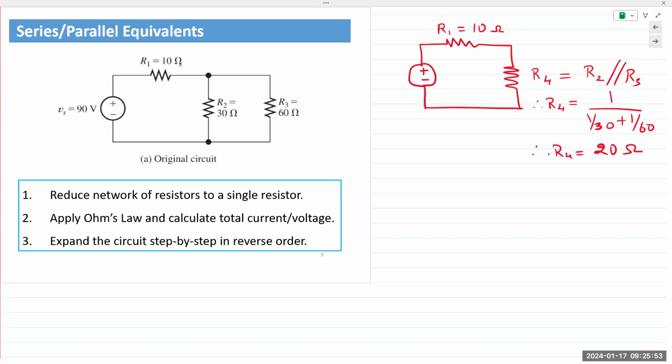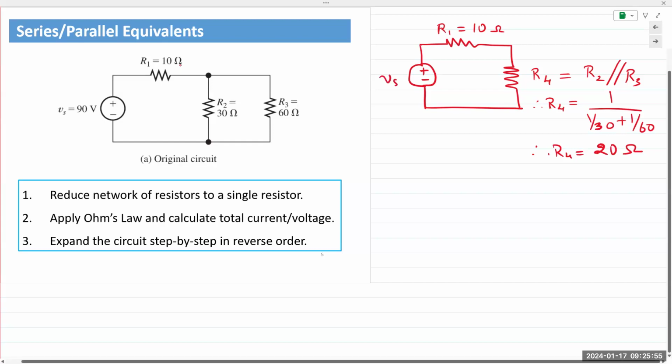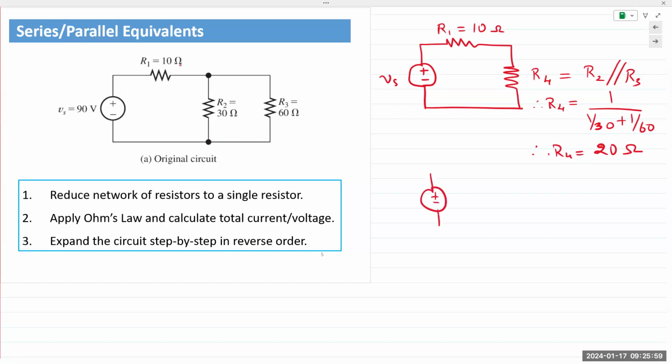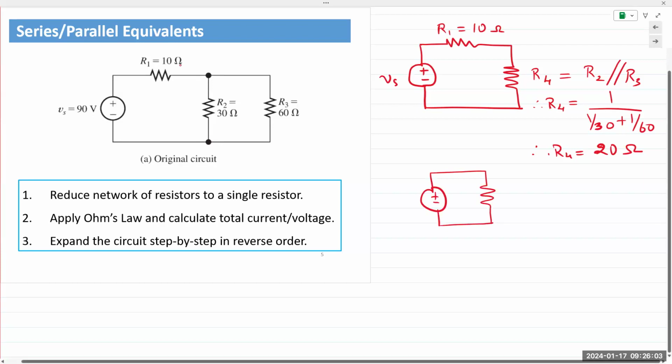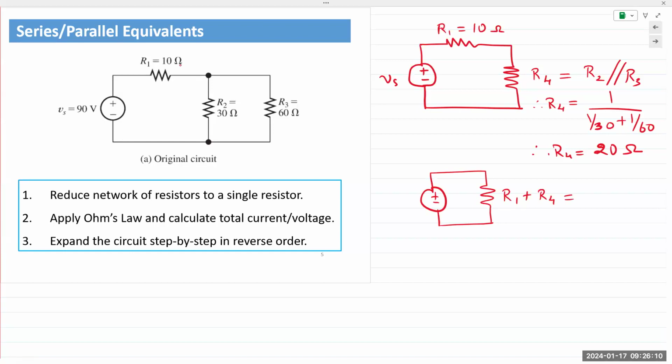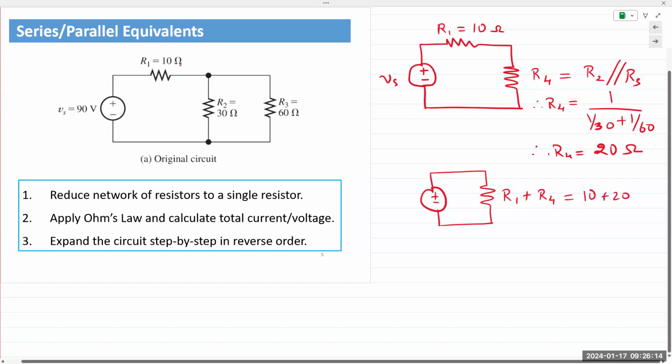All right, then this is Vs, and I reduce this further. It's in series. I get R1 plus R4, 10 plus 20, to 30 ohms.